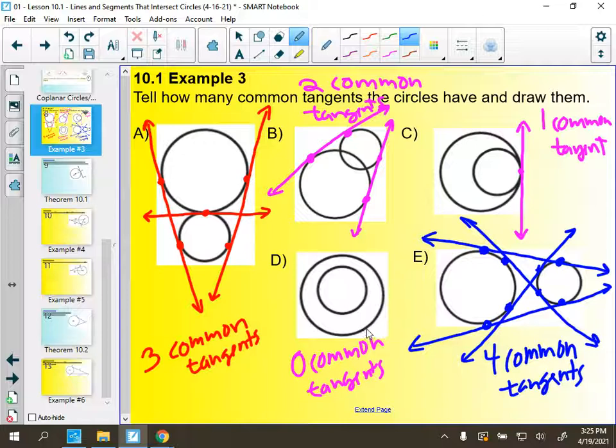So yeah, there we have it. Common tangents. All right, a couple theorems left. We'll take a look. They don't have fancy names. Let's start here. The book calls it Theorem 10.1.